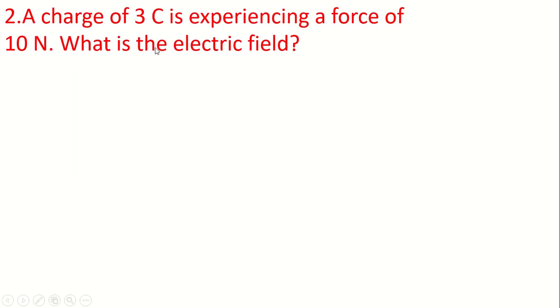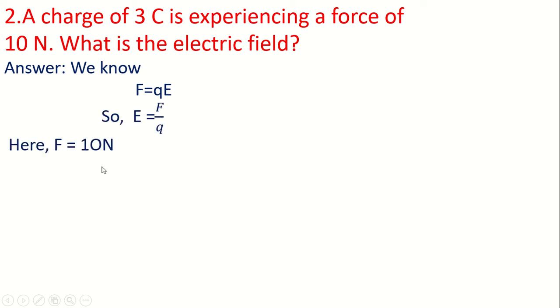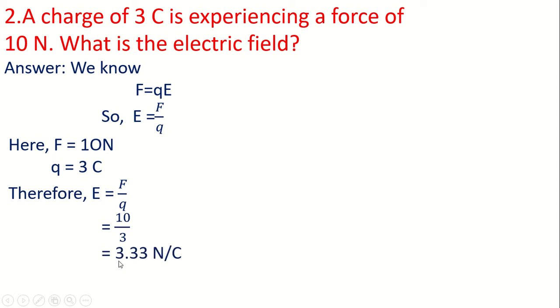Now there is another simple math for you. A charge of 3 coulomb is experiencing a force of 10 Newton. What is the electric field? For doing this math, you will require the formula F equal to QE. So you have to find out E equal to what? So E equal to F by Q. Here given F equal to 10 Newton, and Q equal to 3 coulomb. So put the values in this equation. You get 10 by 3, that is equal to 3.33 Newton per Coulomb.